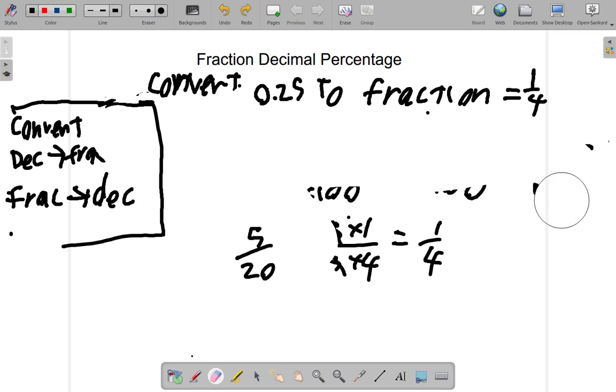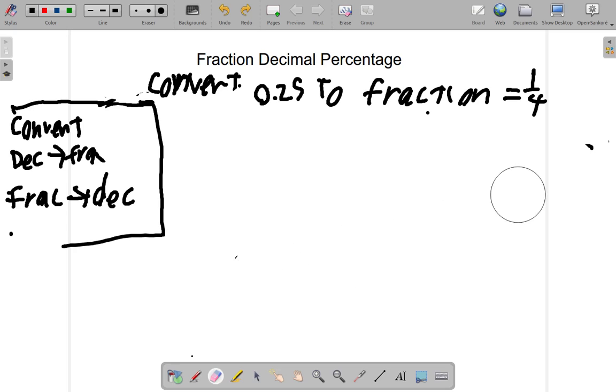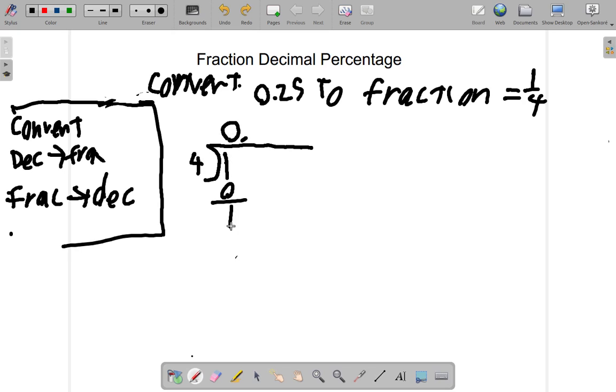Now what I want to do is convert the quarter to a decimal. When you're going to convert a quarter to a decimal, use long division. Have a long division sign, you say 4 into 1. 1 is smaller, so you can't. It's going to be a 0 point something. 4 into 1 is 0. 1 minus 0 is 1. Now, multiply this by 10, add a 0 to get the next place. 4 into 10.